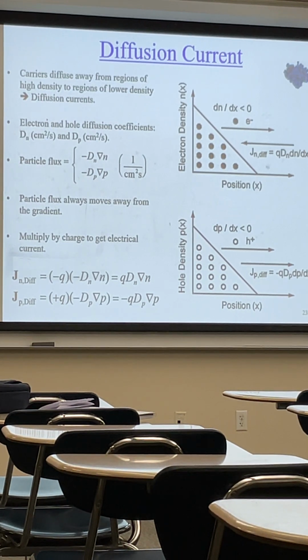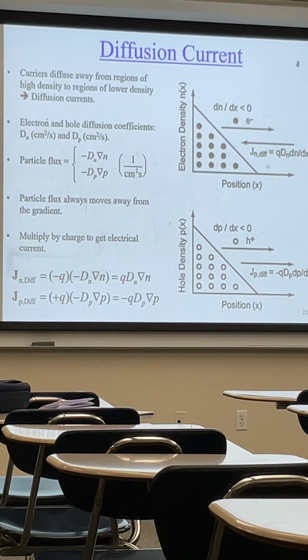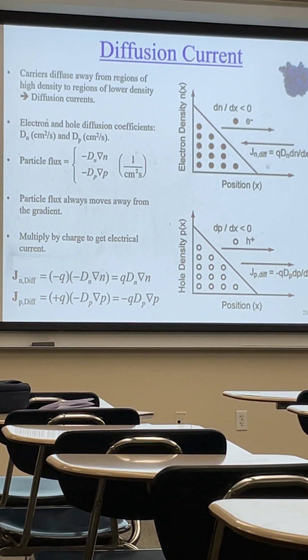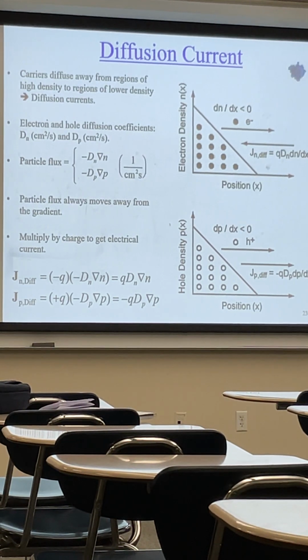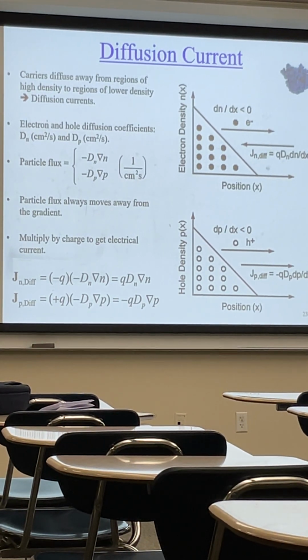The unit of this particle flux is 1 per centimeter squared per second. So basically, it is the number of particles passing through a certain unit area per unit time. And again, you can see the particle flux always moves away from the gradient. That's why we have the minus sign here.